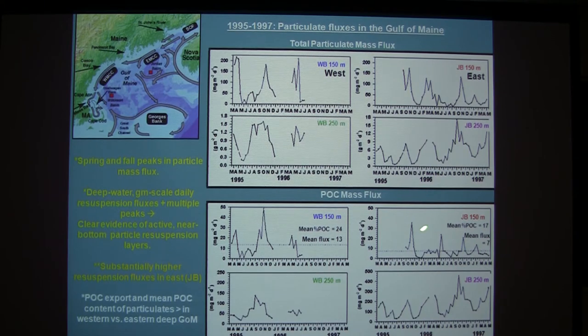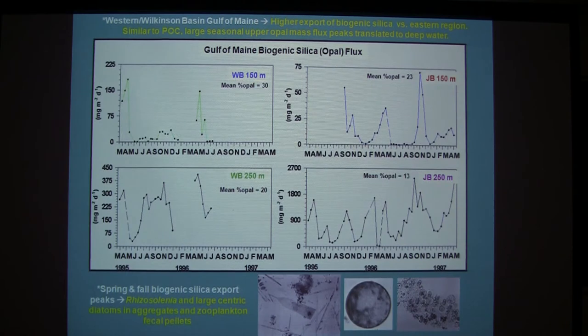So the eastern Gulf of Maine has basically a lower carbon transport. And that will become key when we start looking at what's transporting the carbon. So high seasonality reflected in deep and shallow, very high particle resuspension evidenced by these gram scale particle fluxes in the deeper waters, and a difference between east and west Gulf of Maine.